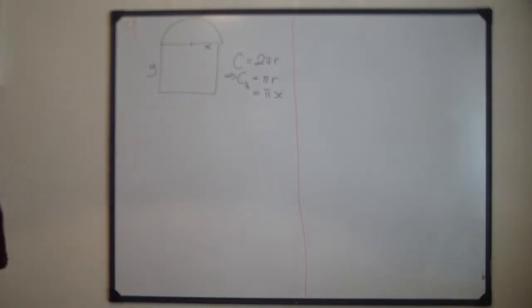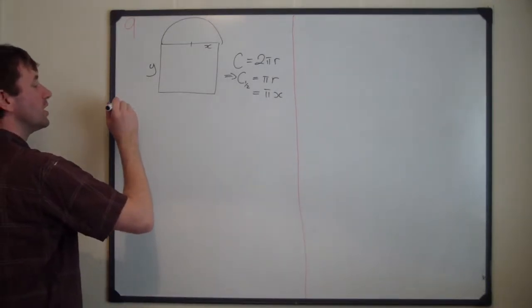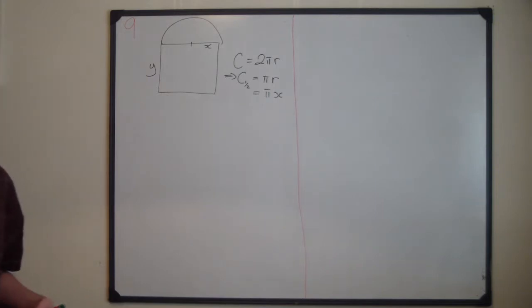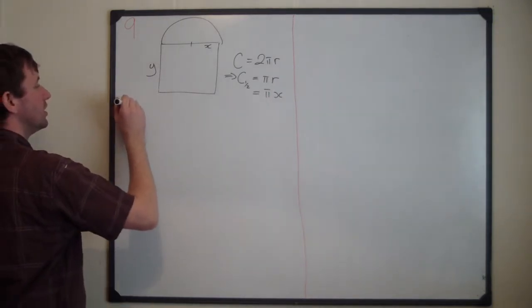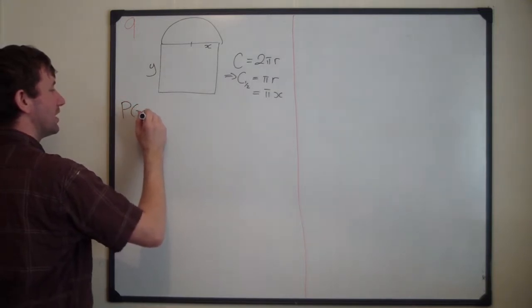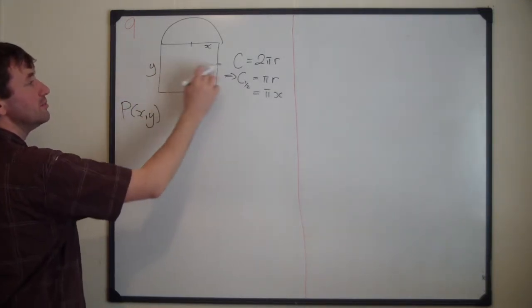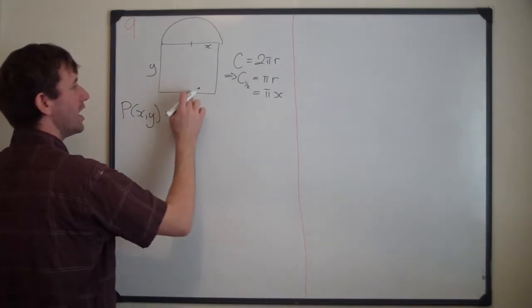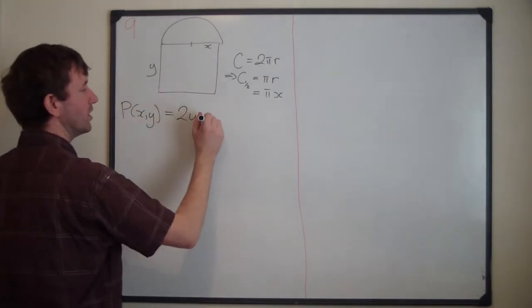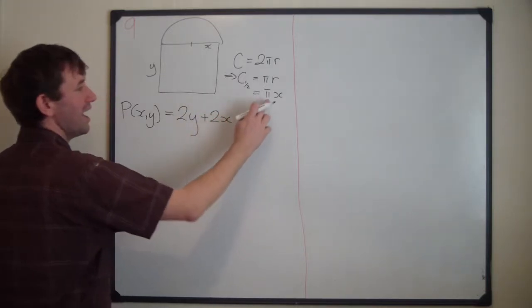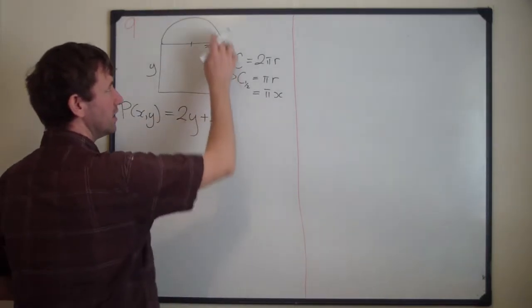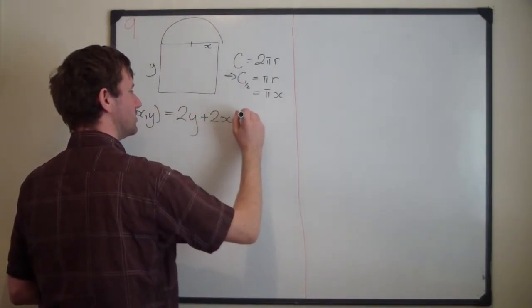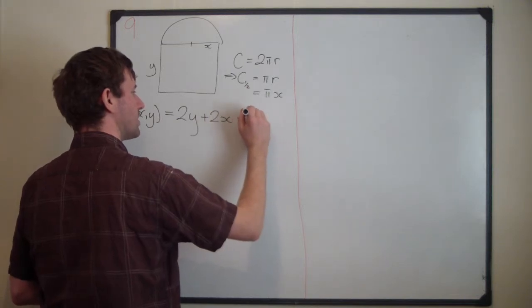Now, one thing. What I would like to do, you know, we have f of x, you can write f of x and y. I'll do it here, why not? So we have the perimeter in terms of x and y is y plus y is 2y. x plus x is 2x. And then this little bit of the circumference of the semicircular bit is pi x.